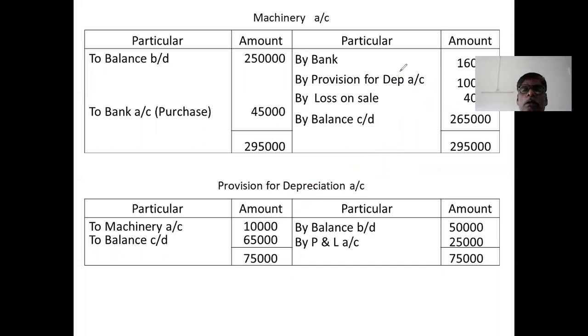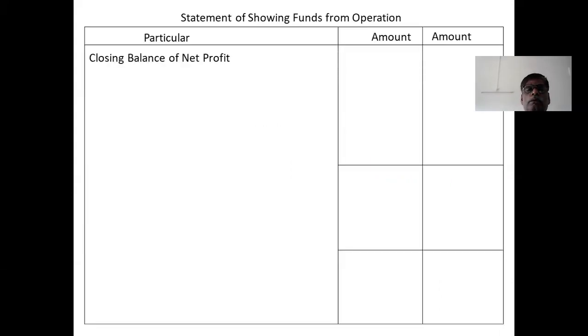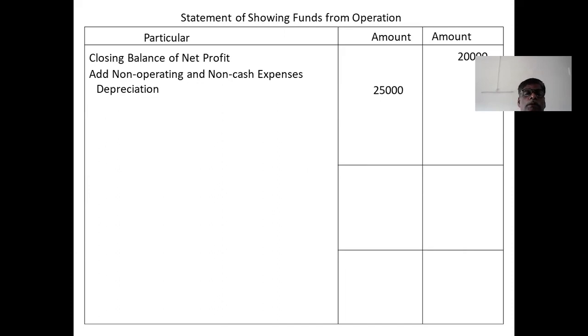We prepare the funds from operation table. Okay, funds from net profit 20,000. Add non-cash and non-operating expenses. Depreciation 25,000, which comes from the provision for depreciation account balance. This is the balancing figure of the provision for depreciation account. Remember this. Then you take the loss on sale of machinery 4,000. And there are no other items. So depreciation 25,000 and 4,000 loss on sale of machinery from the account. 29,000 you add, 49,000.